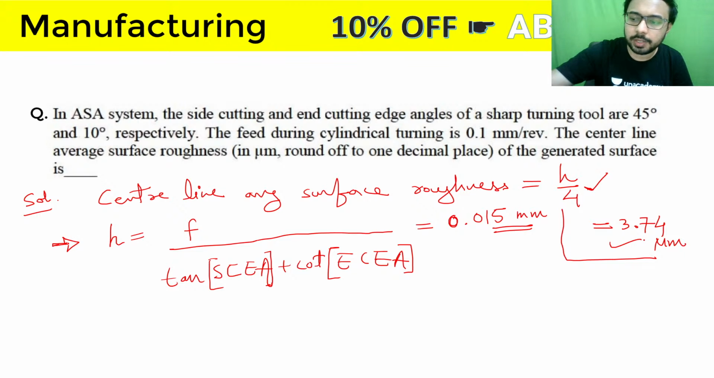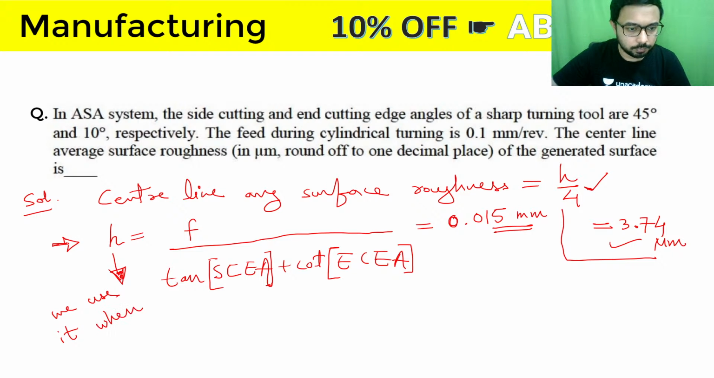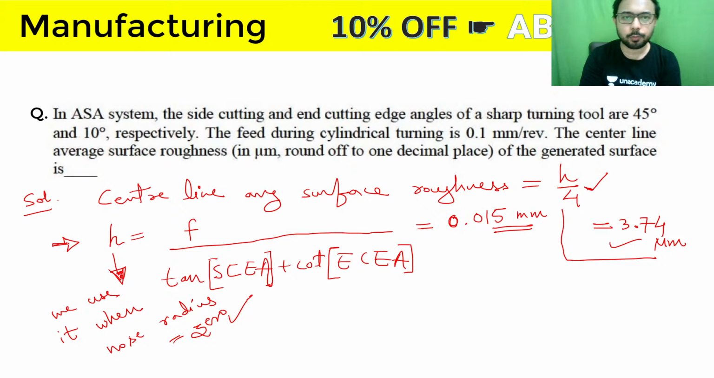And why do we use this formula? There is another formula used to calculate the surface roughness. Why didn't we use that formula? Because we use this formula when nose radius is equal to 0. Since nose radius is not given here, we have assumed it 0 by default, and therefore we have used this formula. If nose radius was given, then we should use the other formula in which r was there. Since r is not given, we cannot use that. Therefore we have used this zero nose radius formula, which is f by tan of side cutting edge angle plus cot of end cutting edge angle.